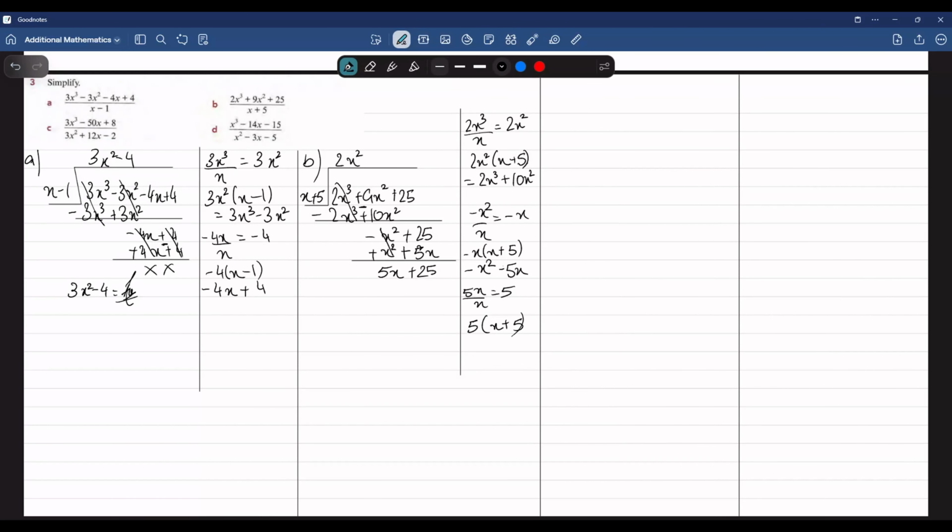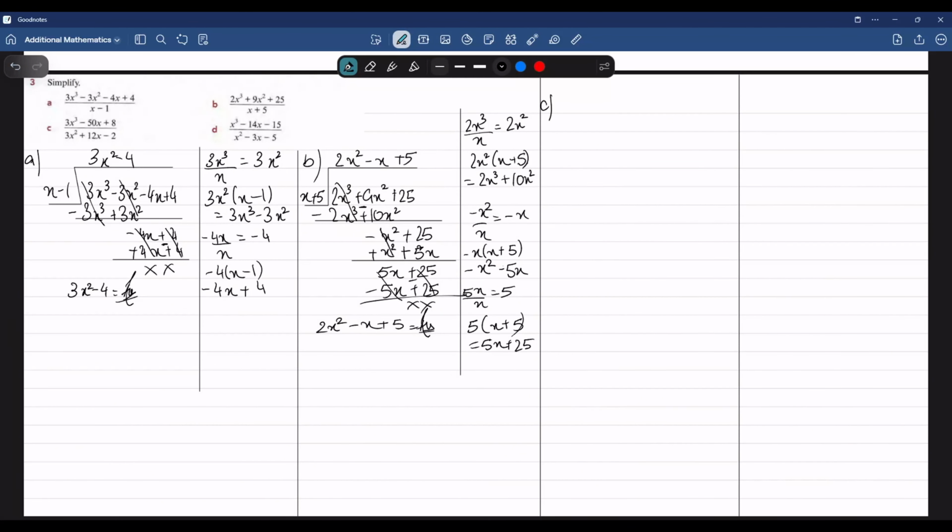Now 5x divided by x is going to give us 5, and 5 multiplied by x plus 5 is going to give us what? 5x plus 25. We add negative x here, then when we add positive 5, we can add 5x plus 25 here. Minus and minus gives us nothing. So this is going to give us 2x squared minus x plus 5 as our final answer.